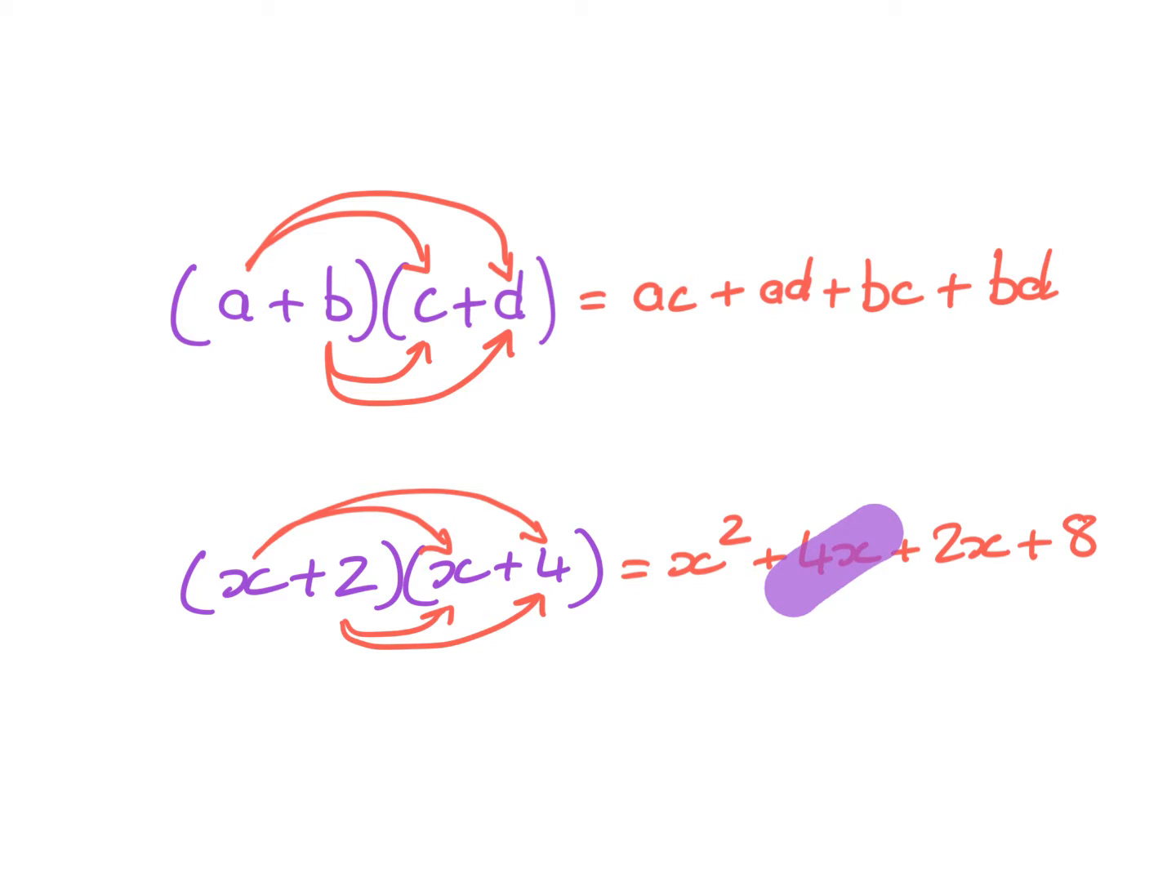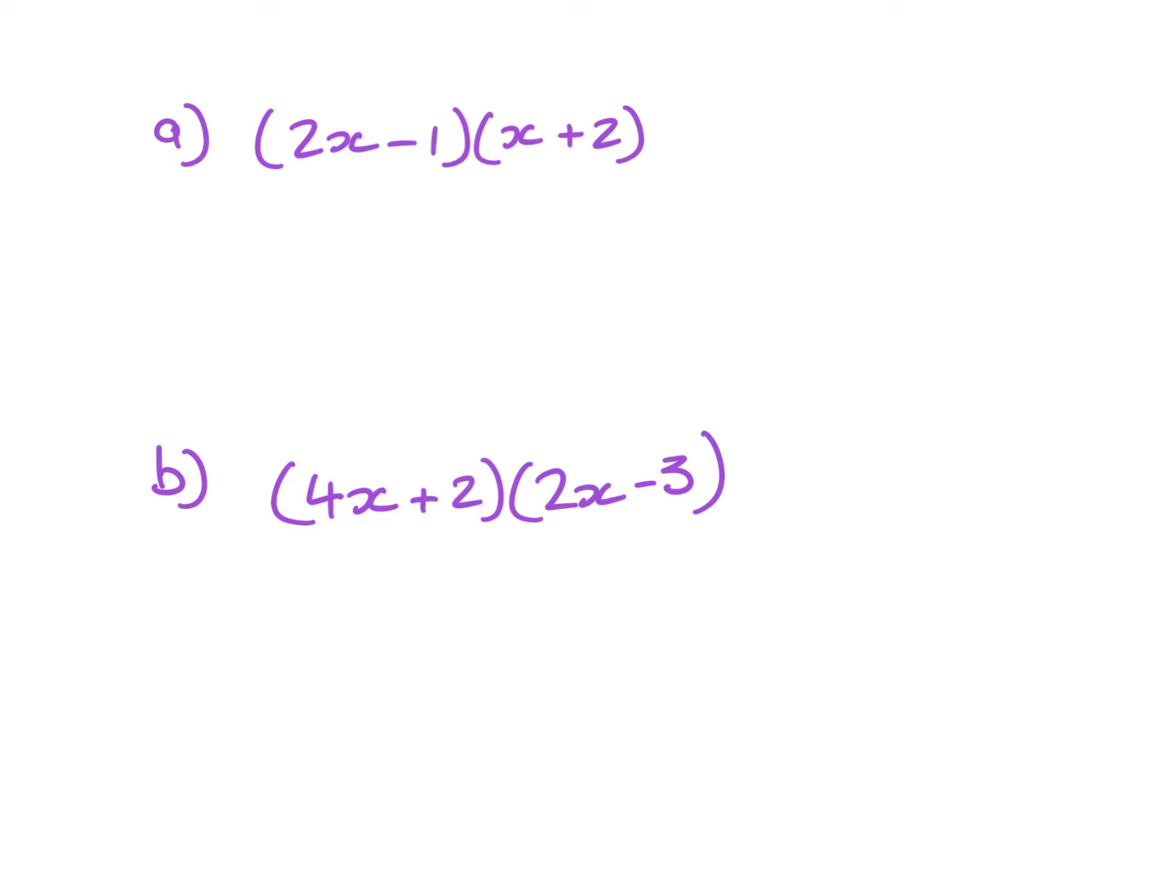However, I have some like terms over here, so I can collect them, and I can therefore simplify my answer to be x squared, and what is 4 add 2? It becomes 6x, and I have 8 left over at the end. Alright, well, here are two other questions for you to do. Have a go at them, put the video on pause, come back when you're ready and see if you got it right.